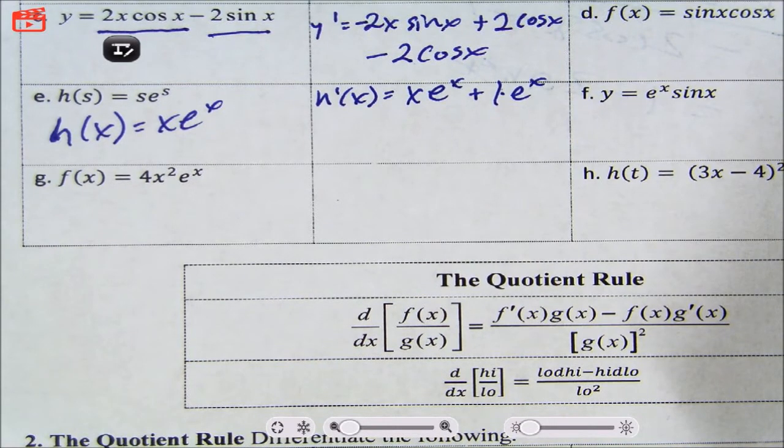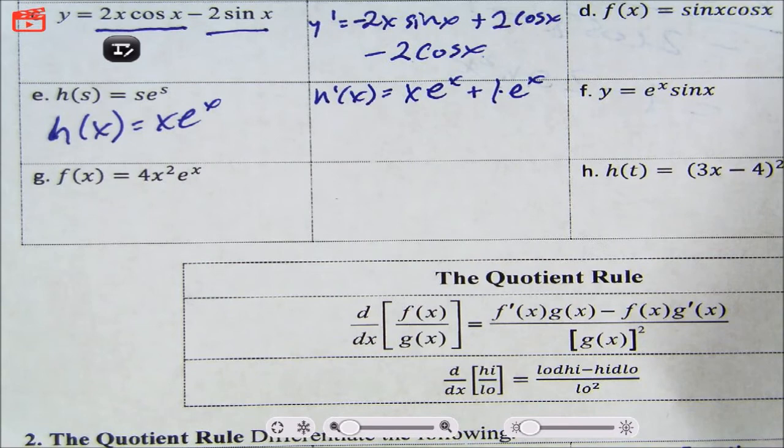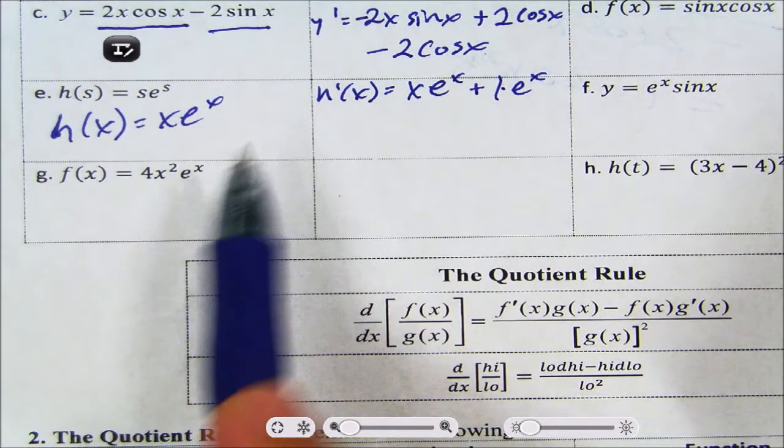All right, ready for F? So we just leave that as the answer. Yes. So what is x times e to the x? It's x times e to the x. The product is between the x and the e to the x.